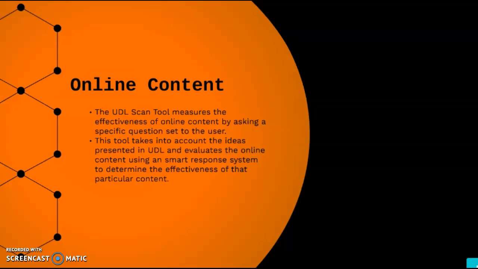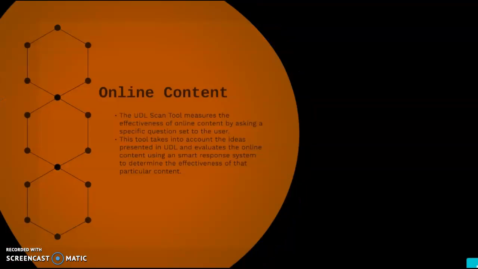The scan tool measures the effectiveness of online content by using specific questions that the user then plugs the answers into, and they use what they called smart responses. So it kind of builds. There's up to, I think, 130 or so questions that it can ask to determine the effectiveness of the content portrayed.